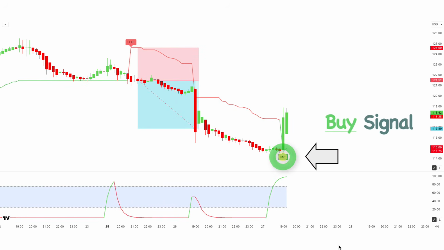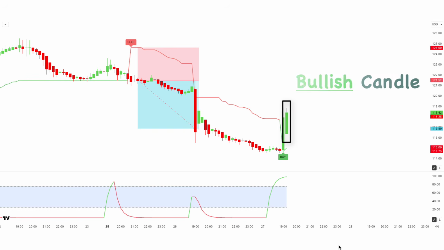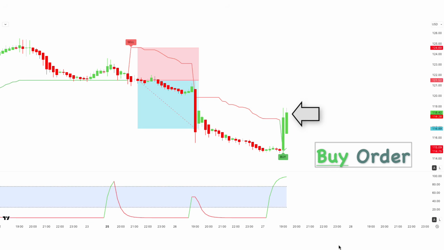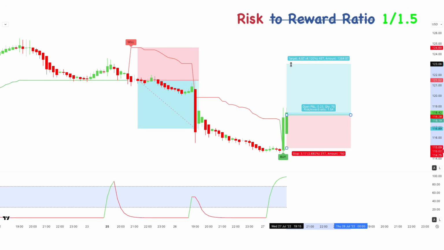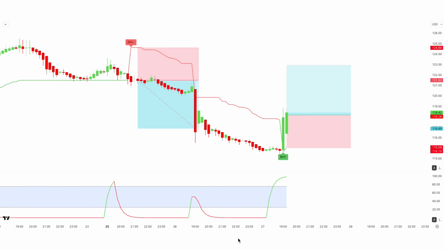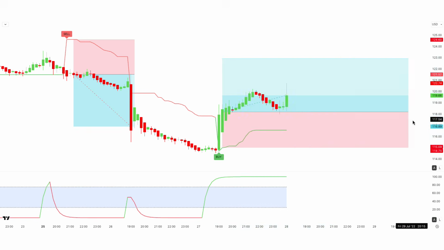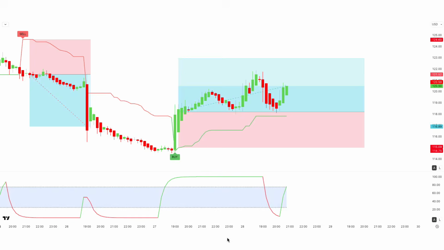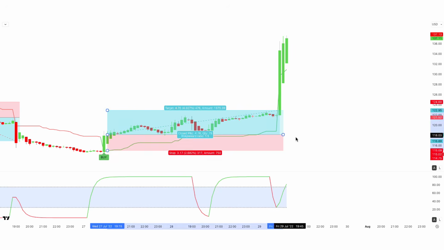Here, the ATR Stop Classic arrow of this indicator is a buy signal. Here, the green line of the STC indicator is above the blue area. Here, the market has made a bullish candle to give confirmation. So all our conditions are being fulfilled, so we are placing an order to buy. Our stop loss is to be placed at the green line, and the risk to reward ratio will be 1:1.5. Let's see what happens to our trade. Our trade is running in profit. We have won the trade. Let's find the next trade.